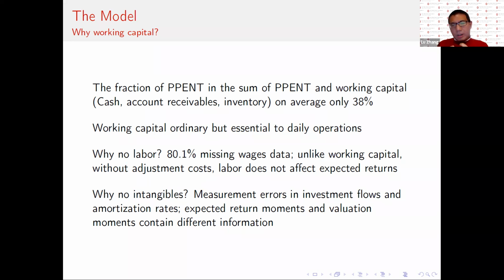That's theoretical ideal. In practice, the valuation moment and expected return moment contain different information. So taking one step back, my take on intangibles is that I would rather take the market price, the market value, as given to infer intangible value, than try to use available accounting data on intangibles, which are highly incomplete, to figure out the intrinsic value.